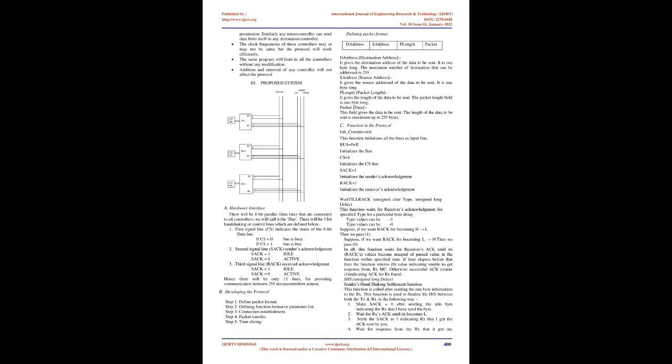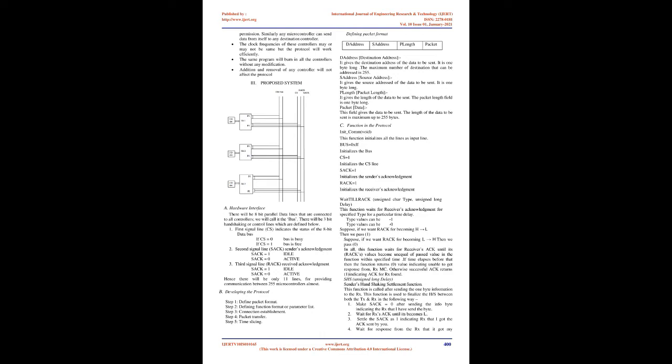3. Proposed system. A. Hardware interface. There will be 8-bit parallel data lines that are connected to all controllers, we will call it the bus. There will be 3-bit handshaking or control lines which are defined below. The first signal line, CS, indicates the status of the 8-bit data bus. If CS equals 0, the bus is busy. If CS equals 1, the bus is free.